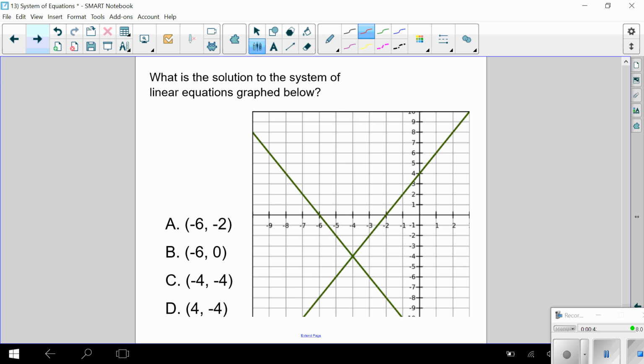Look at this next one. What would the solution be? The two lines intersect at -4, -4. So C would be my solution.